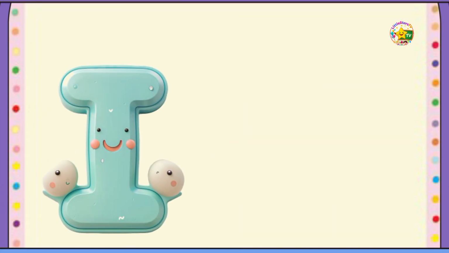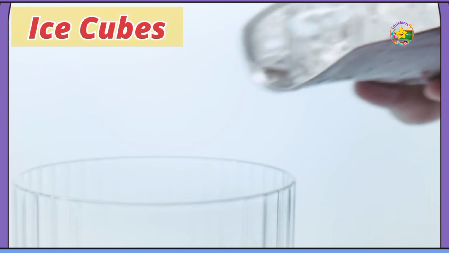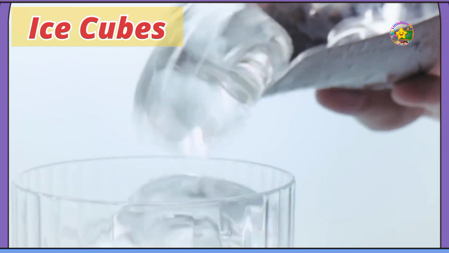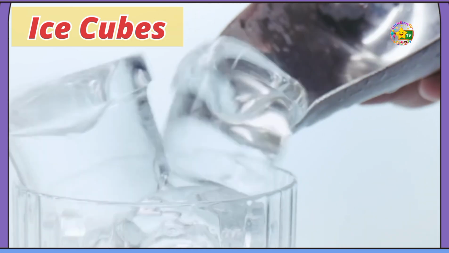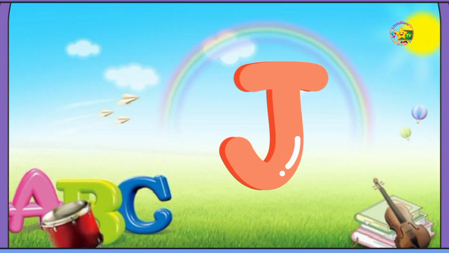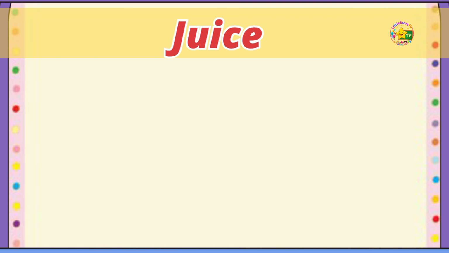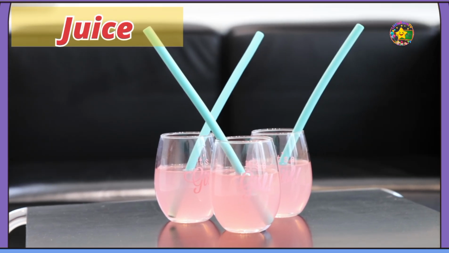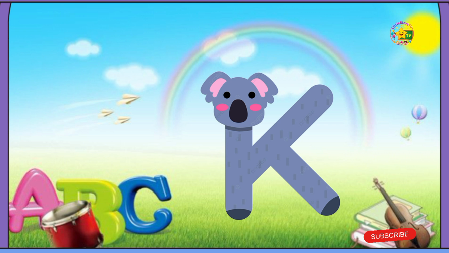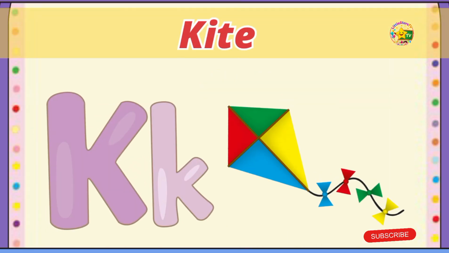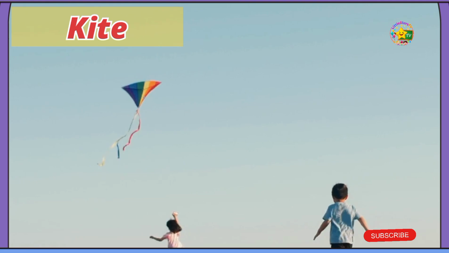I for ice. Ice cubes. J for juice. Juice is yummy. K for kite. Look, a kite.